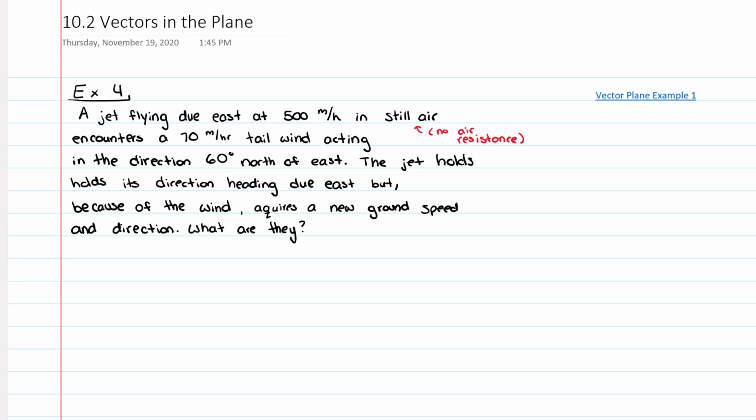10.2, Example 4. In this example, we're going to look at how vectors can be used in real life to determine trajectories and determine the path that objects will take when affected by forces such as wind or water or some other pushing force on it. So before we dive into this word problem, the first thing I want to do is discuss a couple of terms and a couple of diagrams.